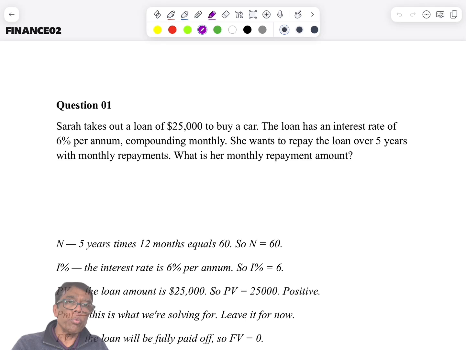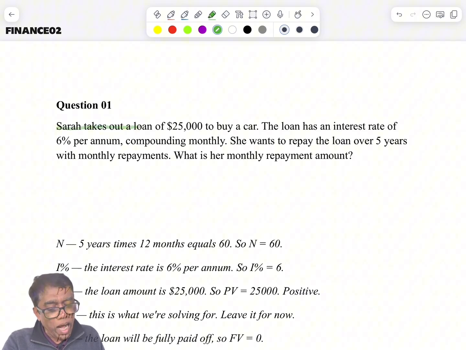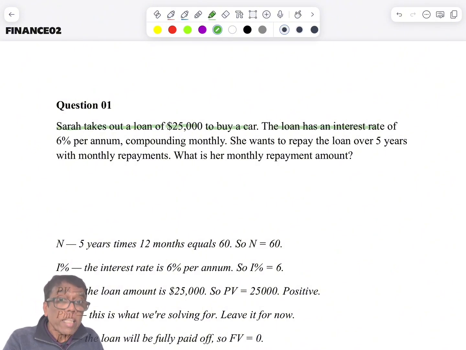Okay, now let's put this into practice with real exam-style questions. Our first question: Sarah takes out a loan of $25,000 to buy a car. The loan has an interest rate of 6% per annum, compounding monthly. She wants to repay the loan over 5 years with monthly repayments. What is the monthly repayment amount?